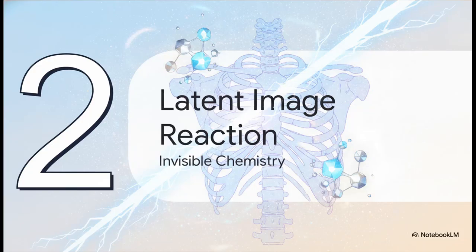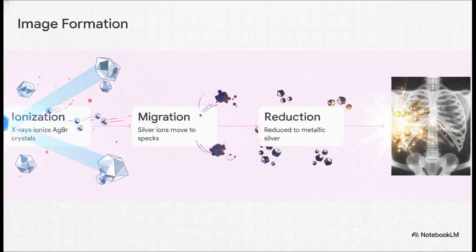Moving right along to Section 2, the latent image reaction. So what actually happens when an X-ray photon or a flash of screen light strikes the film? Well, it kicks off this microscopic, totally invisible chain reaction. The radiation ionizes those silver bromide crystals we just talked about. The freed silver ions then physically migrate to tiny structural defects in the crystal, which are called sensitivity specks. There, free electrons reduce them into microscopic clusters of metallic silver atoms. Boom, you've just created an invisible record of the patient's anatomy, the latent image.